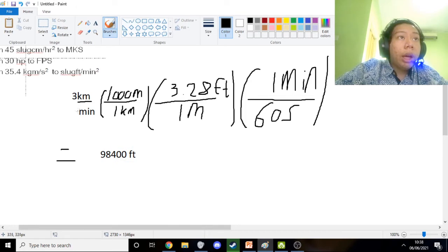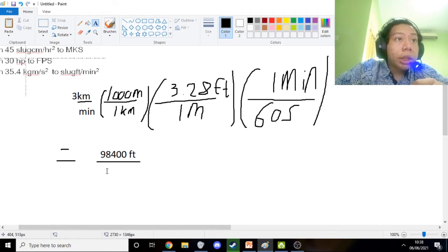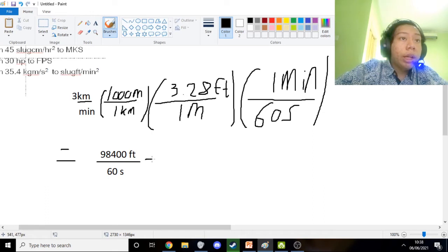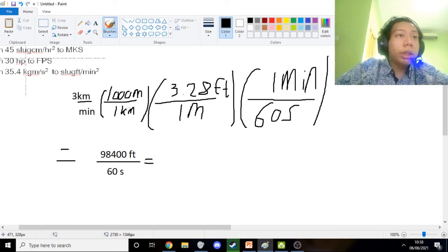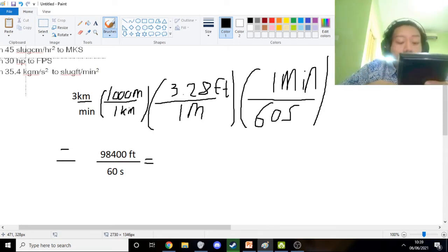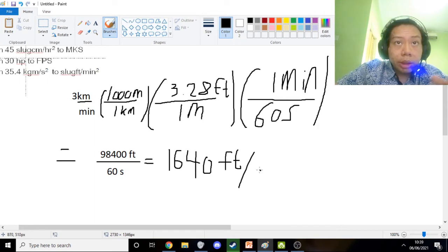Okay, and below it is minute times 1 times 1 and times 60, so it is over 60 second. Okay, then we need to divide 98,400 by 60, so 98,400 over 60, and it is 1640 feet per second.